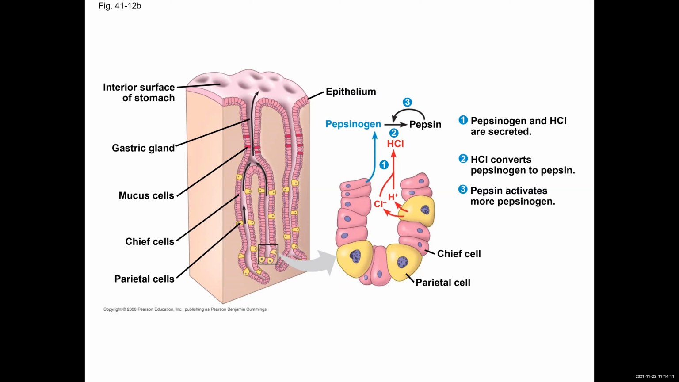We don't want to digest our own cells. As we see in a lot of examples in the body, we regulate the presence of some active version of an enzyme or a protein by first secreting a precursor molecule for it, that then under certain circumstances will get converted into the active form. So we have an inactive form that gets converted to the active form. A lot of these molecules have names that end in "gen," like a progenitor or something that comes first.